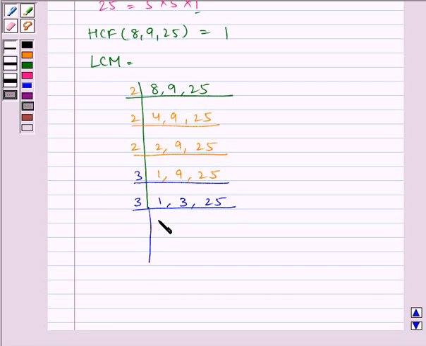Again dividing by 3, we get here 1, 1, 25. Now dividing by 5, we get here 1, 1, 5. Again dividing by 5, we get here 1, 1, 1.